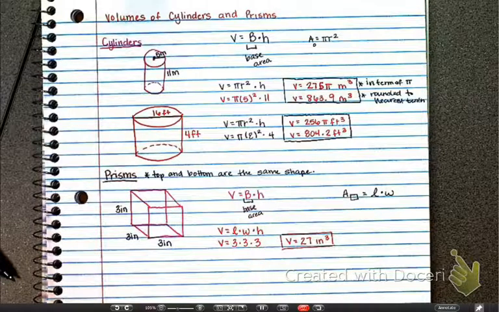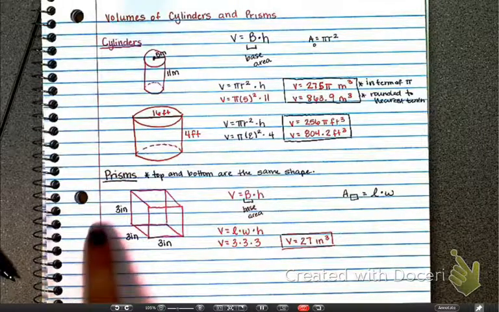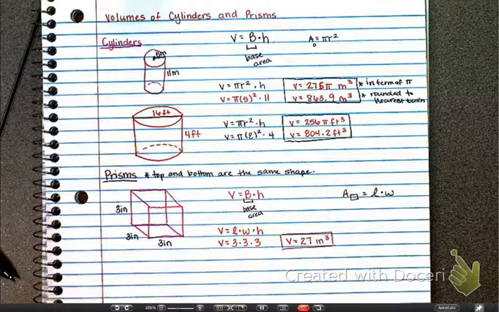Now, the nice thing about volume and all this multiplication is it doesn't matter what order you multiply in. So say you got the length and the width mixed up. That's okay because you're multiplying them together anyway as long as you're using the right numbers. Okay. The next couple are going to be the harder prisms, so it's important that you pay attention.